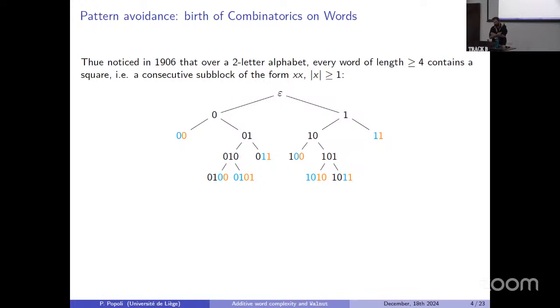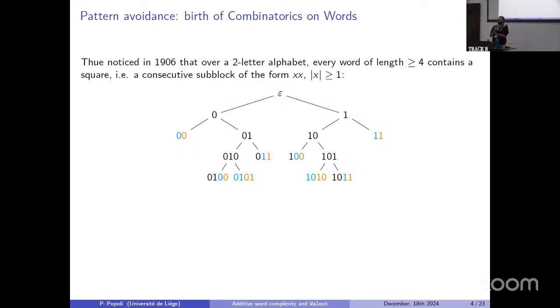And what kind of properties do we study in combinatorics on words? So this dates from the works of Thue in 1906. And he proved in a very simple way that every word of length larger than 3 over a binary alphabet must contain a square. This is a block of the form XX for a word X.